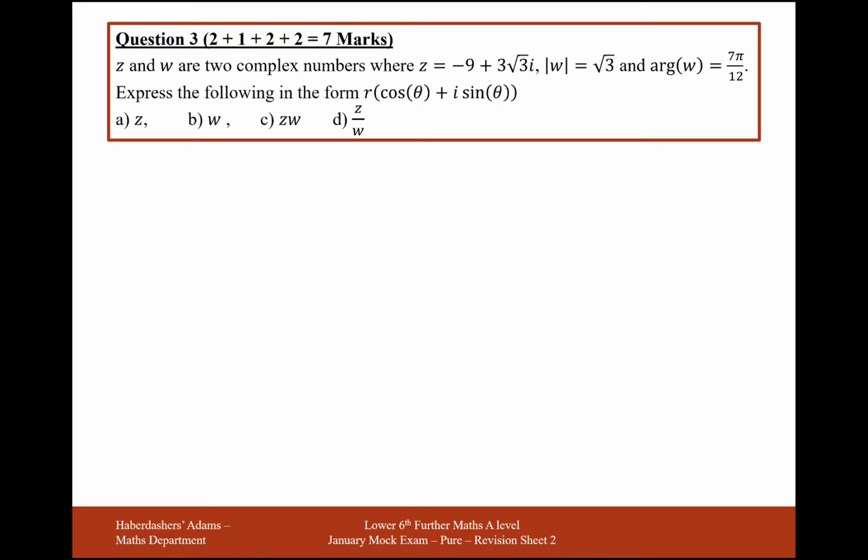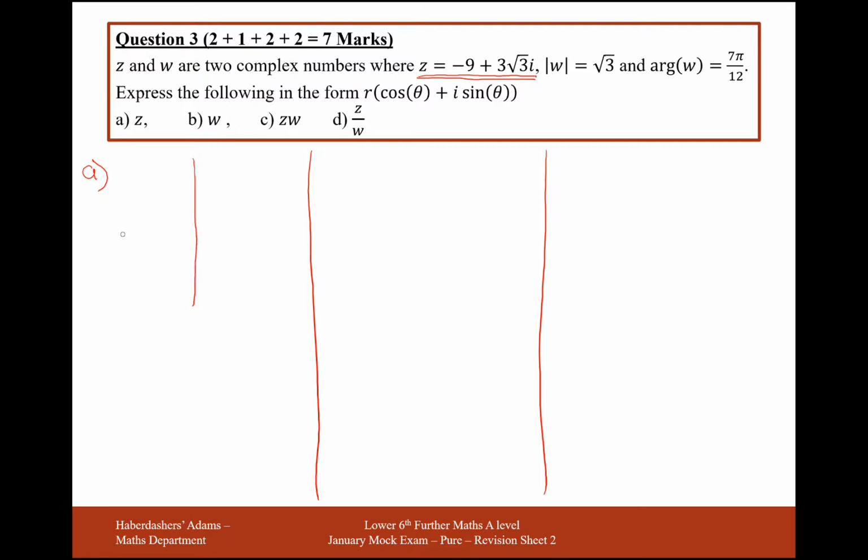on question 3. We have two complex numbers z and w, and we have some information about them. Express the following in the form r cos theta plus i sin theta. Right, okay, so to start with we're going to be converting the z complex number, which is written in x plus yi form, into a modulus argument number.